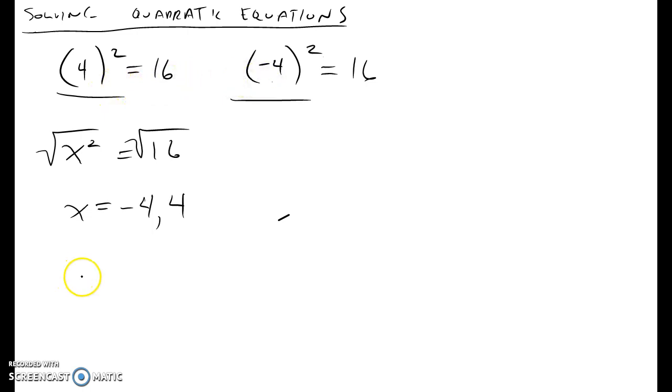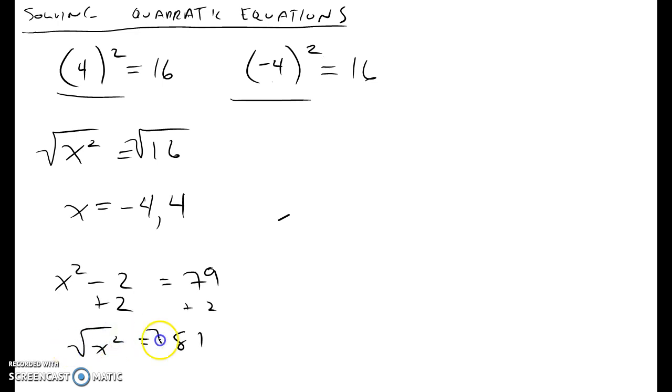Sometimes they get a little bit trickier, but not that bad. If you have x squared minus 2 is equal to 79, and I add 2 to both sides, you get 81 is equal to x squared. So if you take the square roots on both sides, you get x is equal to 9 and negative 9. So you get two solutions.